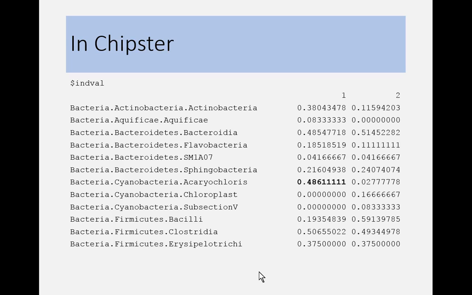And if you look at how the indicator values look, here's the cyanobacteria group here. It seems to be associated with group 1 and has a very low association with group 2. So if you find cyanobacteria in the stool sample, you can then maybe try to, let's say, predict that it belongs to group 1, for example.